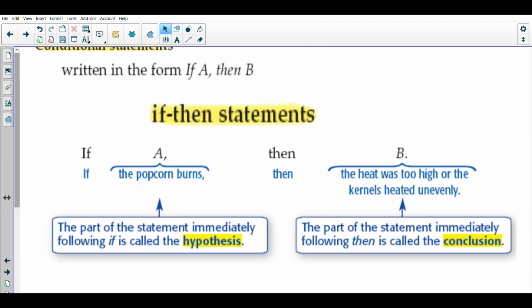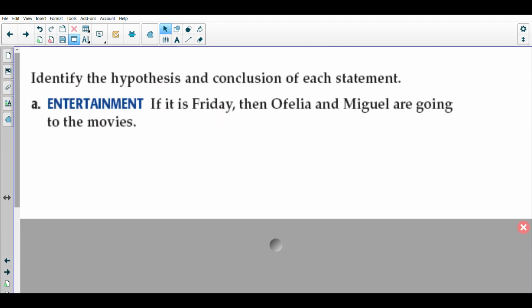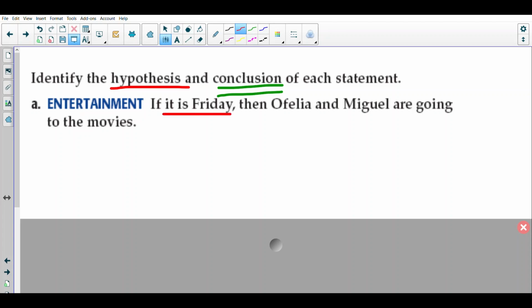All right, so first, identify the hypothesis and conclusion of each statement. I'm going to use red and green. Hypothesis in red, and green will be conclusions. So remember, if it is Friday, then Ophelia and Miguel are going to the movies. The part after if is the hypothesis, so it is Friday, that's the hypothesis. The conclusion you'd come to would be that Ophelia and Miguel are going to the movies. So it's after the word then.